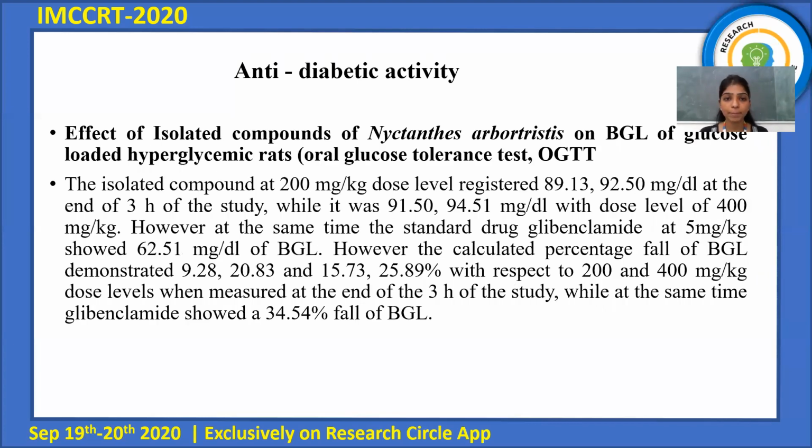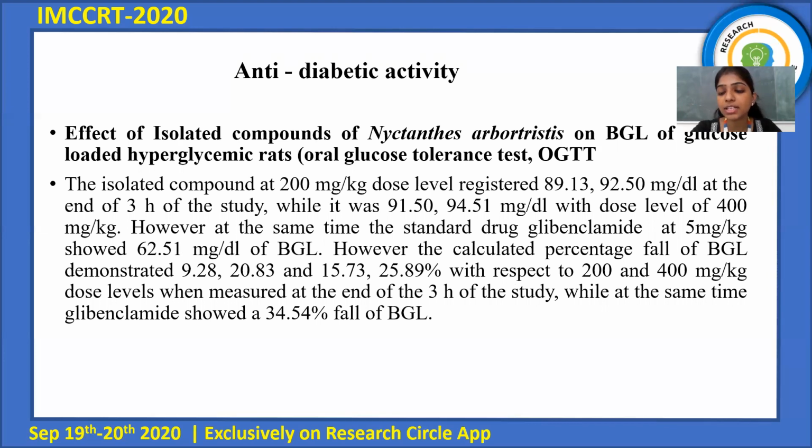Then the effect of isolated compounds of Nyctanthes arbor-tristis on BGL of glucose loaded hyperglycemic rats, that is OGTT, the oral glucose tolerance test. The isolated compound at the 200 mg per kg dose level revealed 89.13 and 92.50 mg per dl at the end of the third hour itself, while it was 91.50 and 94.51 mg per dl at the 400 mg per kg dose level. However, at the same time the standard drug glibenclamide at 5 mg per kg revealed 62.51 mg per dl of blood glucose level.